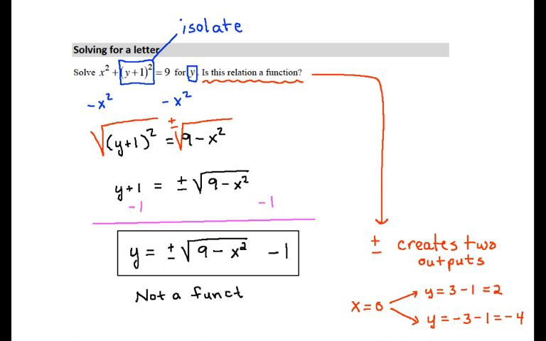Generally, if we have y squared or some squared expression including y in our original equation, we're going to have a result that's not a function because we introduced that plus or minus square root in the process of solving for y.